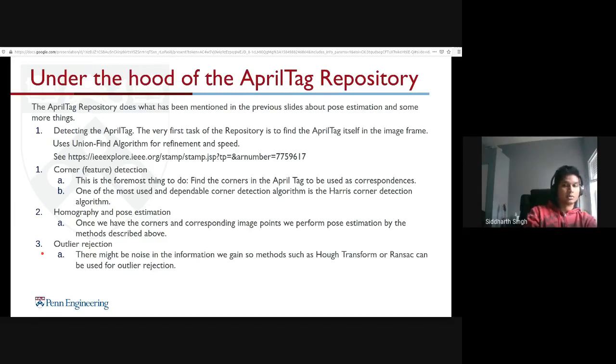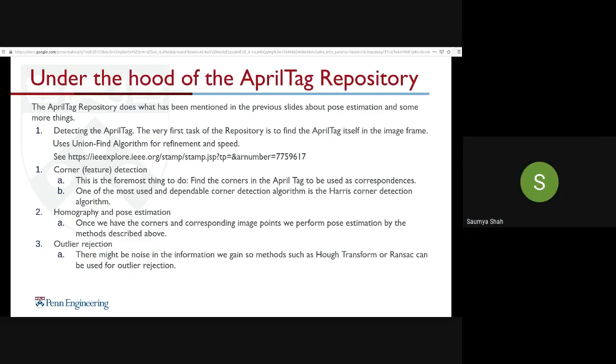So anybody who wants to shed some light on Hough transform and RANSAC, how can it be used here to perform outlier rejection? What outliers are we rejecting in this package? Anyone? Is anybody not at all familiar with RANSAC or Hough transform? I can give a quick overview. I am not very clear with Hough transform. Okay.